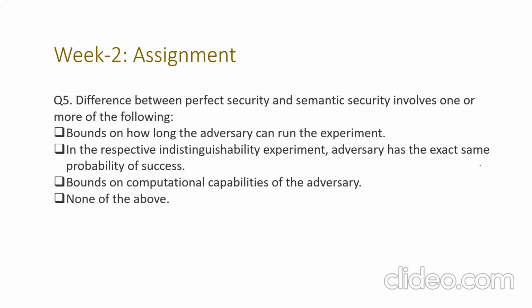Okay. So proceeding to the next question. It says the difference between perfect security and semantic security involves one or more of the following. The first option is bounds on how long the adversary can run the experiment. So is it true? Does the bound on how long the adversary can run the experiment differ between perfect secrecy and semantic security? Quick answer in the chat.